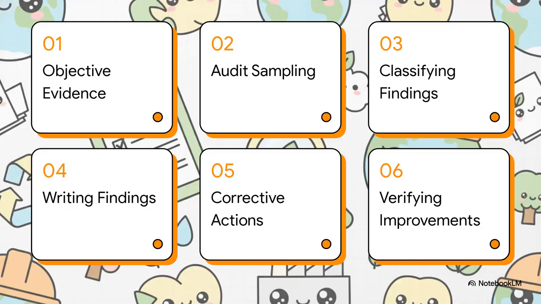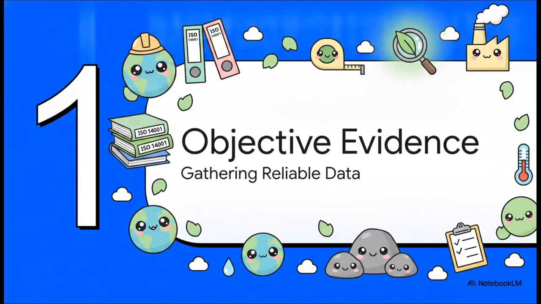So, to find that truth, we're going to follow a pretty clear investigative roadmap. We'll start with gathering reliable, objective evidence, move into smart audit sampling, classifying our nonconformances, writing defensible findings, driving effective corrective actions, and then finally verifying sustainable system improvements. Let's dive right into Section 1, Gathering Reliable Objective Evidence.